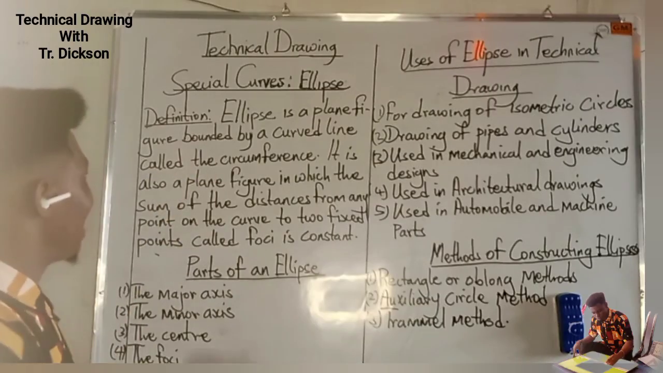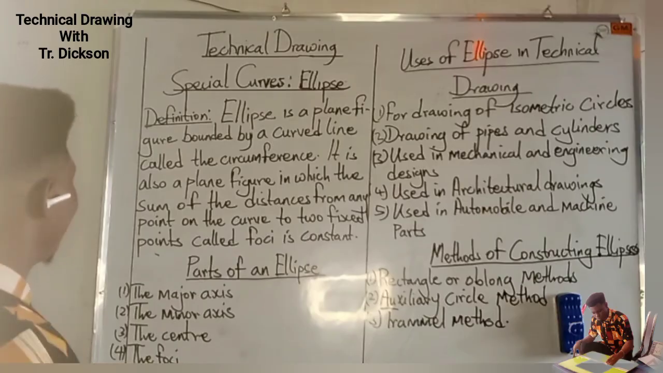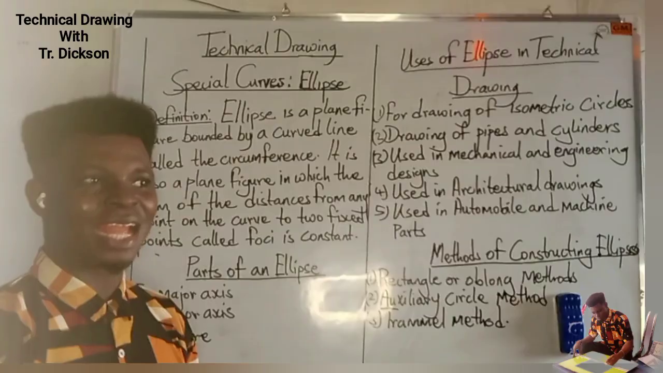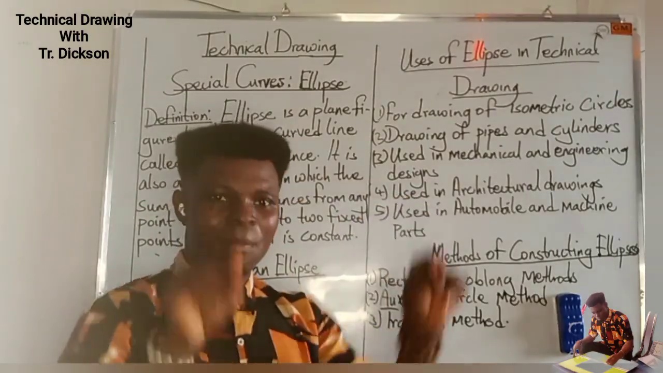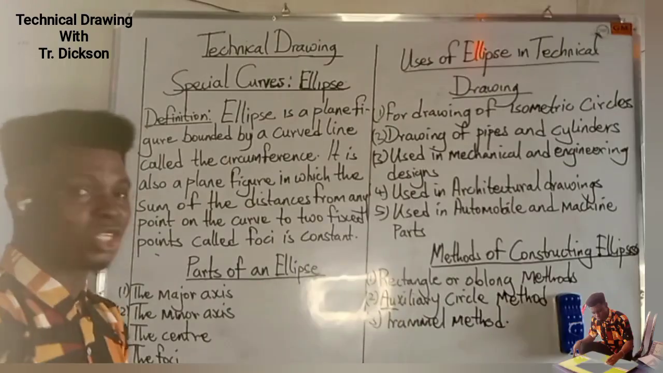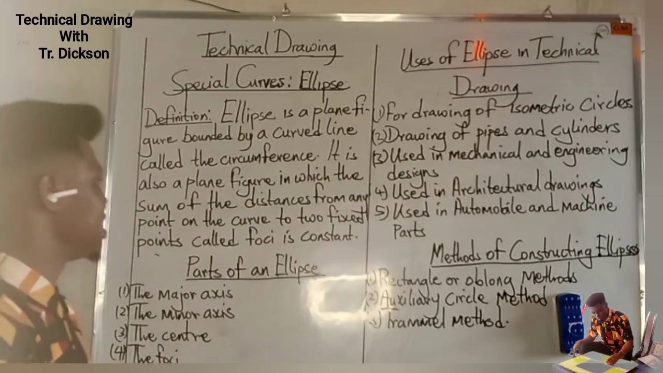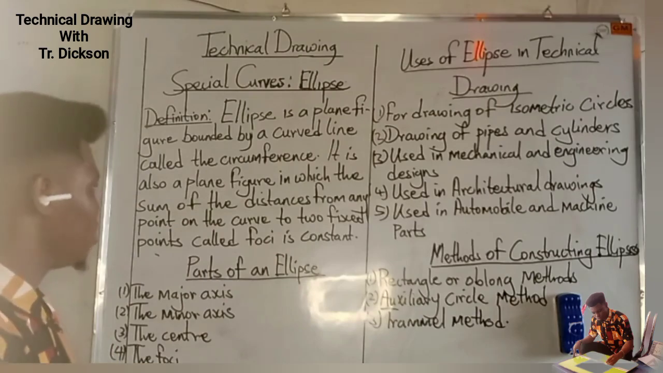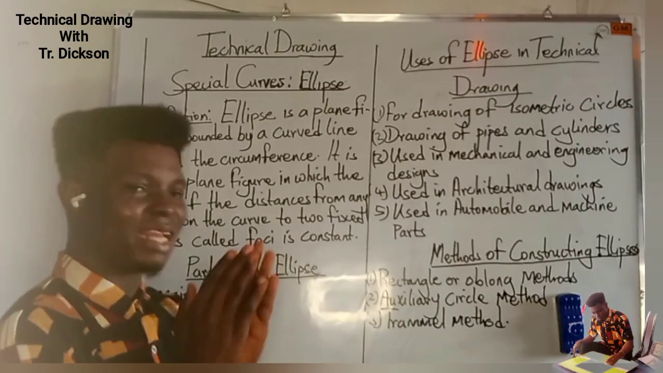Now, what is an ellipse? An ellipse is a plane figure bounded by a curved line called the circumference. Just like a circle, an ellipse is a plane figure bounded by a curved surface, which is called the circumference. Another definition says that it is a plane figure in which the sum of the distances from any point on the curve to two fixed points called foci is constant.